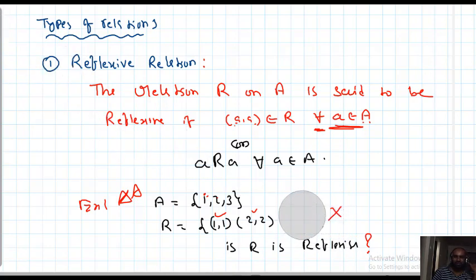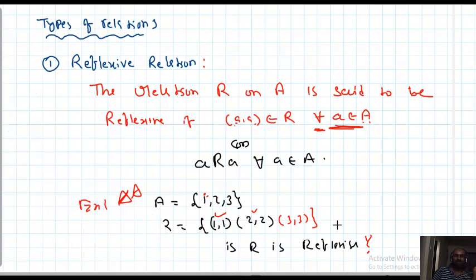For example, suppose they give it like this, with (3,3) given. Now I can say that R is reflexive. (1,1) is there, (2,2) is there, (3,3) is there. Or I can also say this is an identity relation. R is reflexive as well as identity. Okay.